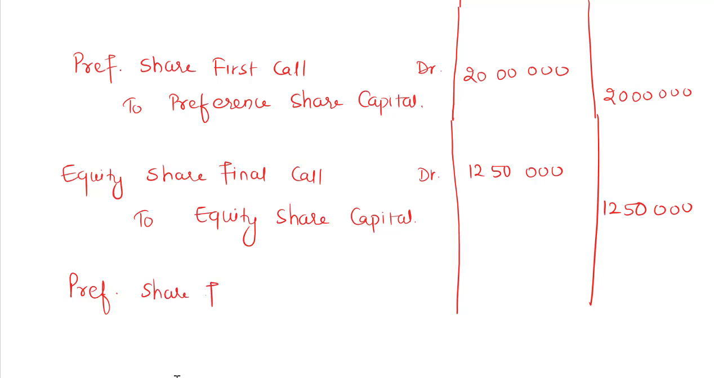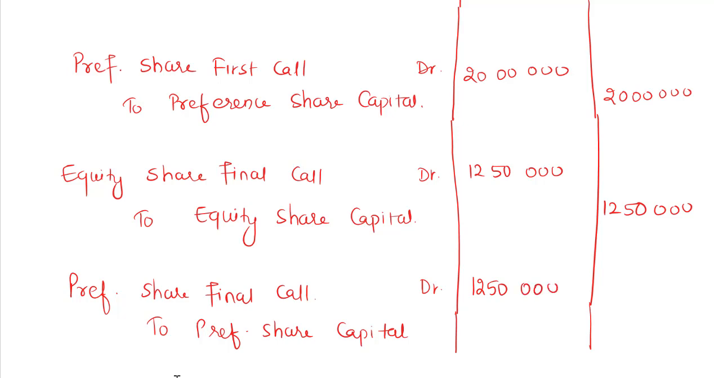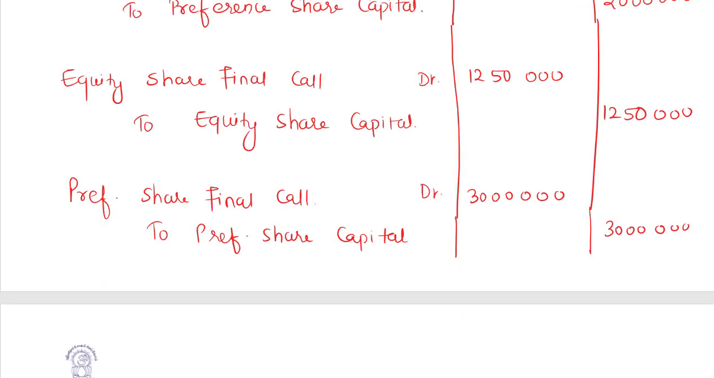Preference share final call, debit, to preference share capital, 12,50,000. For preference share final call 30 lakhs. I believe you understood. Let us move ahead.